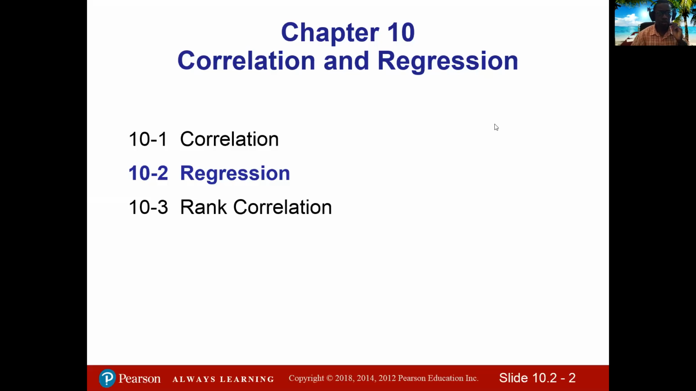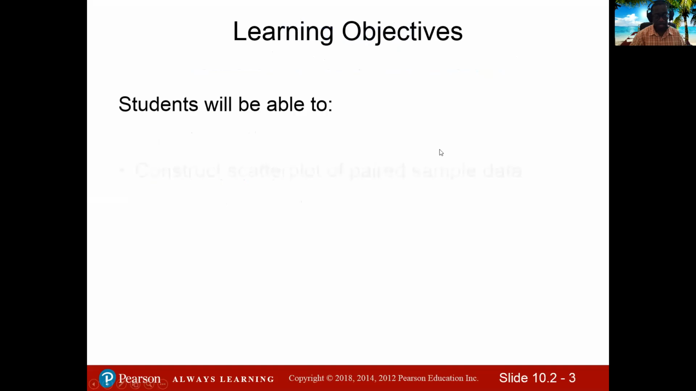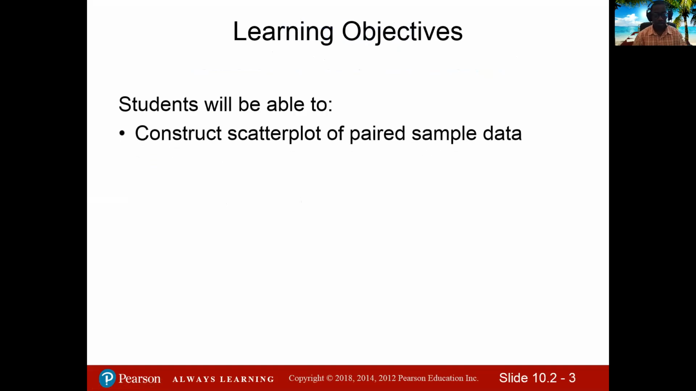Okay, this is the video for section 10.2, talking about regression. The following are our learning objectives: we'll be able to construct a scatter plot of paired sample data.